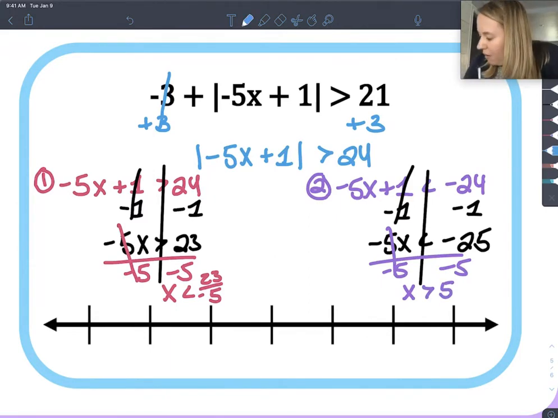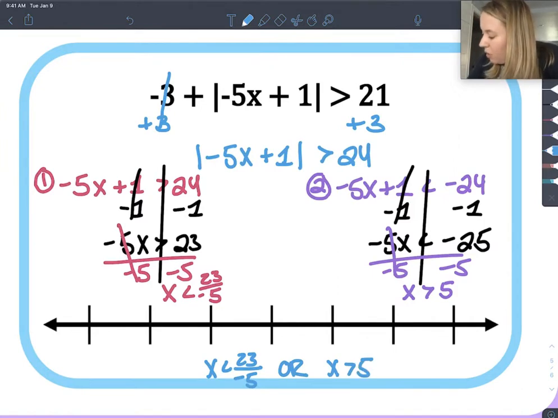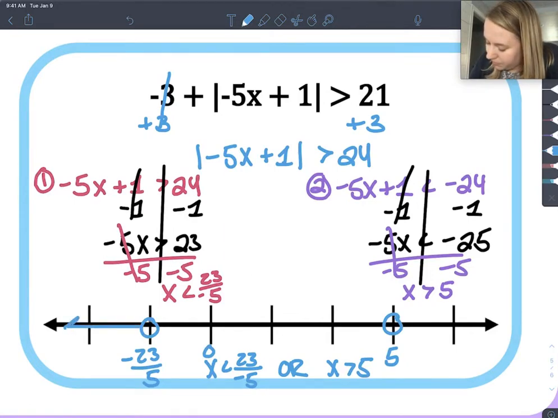So when we go to write our final answer, I'll write it down on the bottom here. X is less than 23 over negative 5, or X is greater than 5. So on my number line, I'll have my 5, my 0 is going to be closer on this side, and then my negative 23 over 5. Both of them are going to have open circles, and they will be pointing outward. Let me fix that line. And there we go. There's our answer for that one.